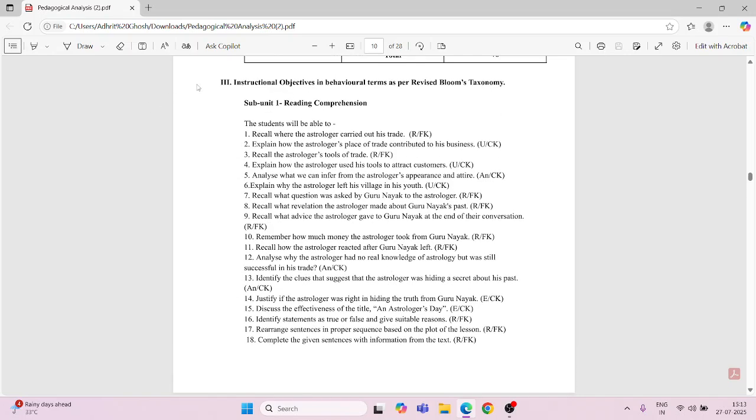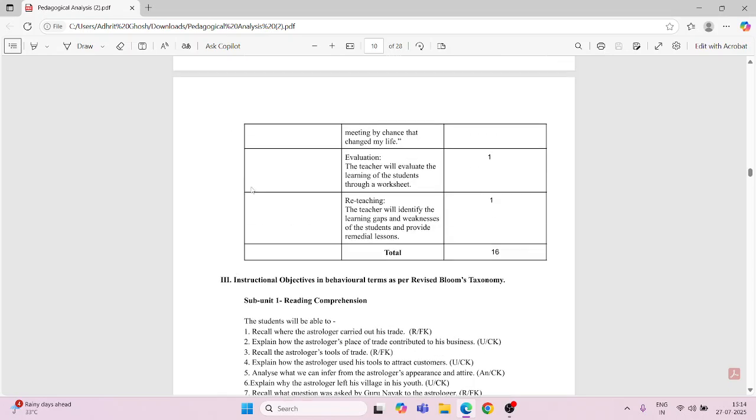Now we come to instructional objectives in behavioral terms. This will be recorded as per revised Bloom's taxonomy. This entire segment will be divided again into three subunits. Remember this, in English we have subunits divided based on reading comprehension, grammar and vocabulary, and writing skill, basically.